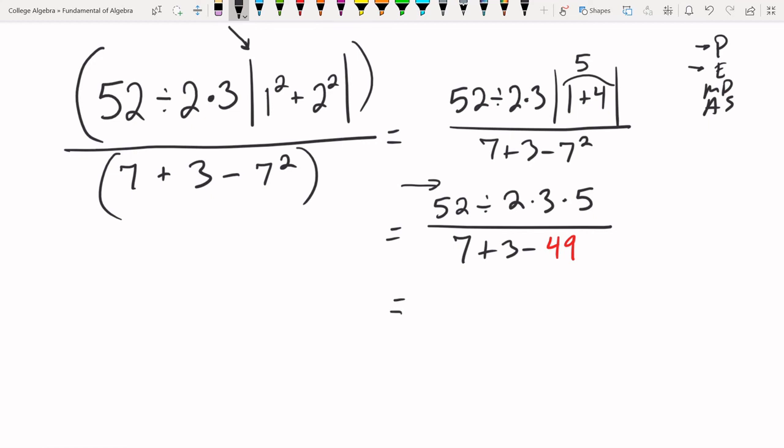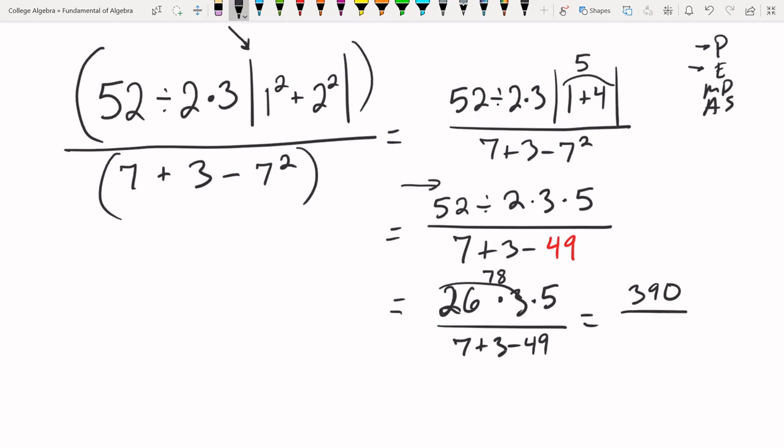52 divided by 2 is 26 times 3 times 5 over 7 plus 3 minus 49. 26 times 3, use a calculator for that, gives me 78. And then 78, so this is 78 here. 78 times 5 gives me 390.